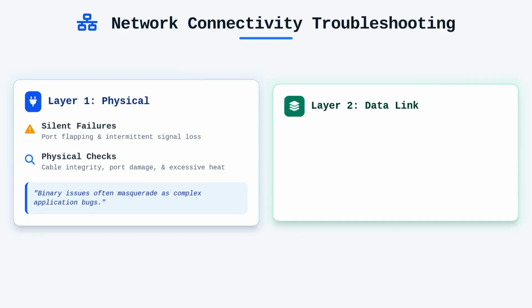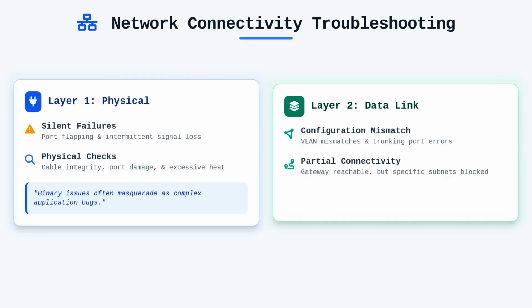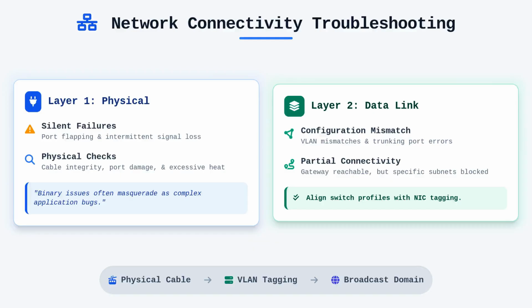Beyond physical infrastructure, VLAN mismatches and misconfigured trunking ports frequently manifest as partial connectivity, where a server can reach its gateway but lacks access to specific subnets. You must ensure that the switch port profiles strictly align with the server's virtual or physical NIC tagging requirements, as any discrepancy here effectively partitions the server from the intended broadcast domain.